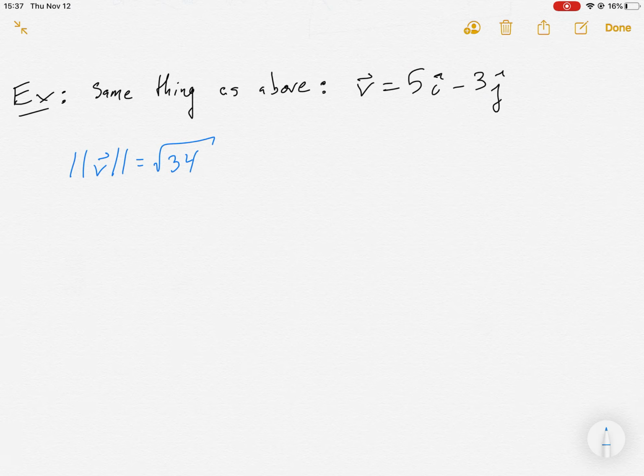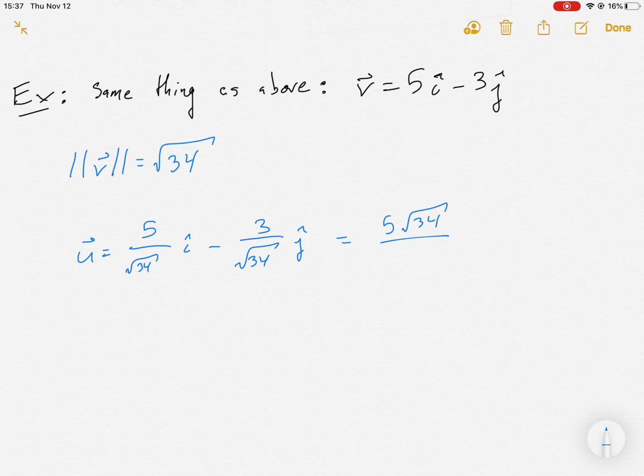We'll divide each component by the square root of 34, so my vector is going to be 5 over root 34 i hat minus 3 over root 34 j hat. Rationalizing the denominator, I end up with this.